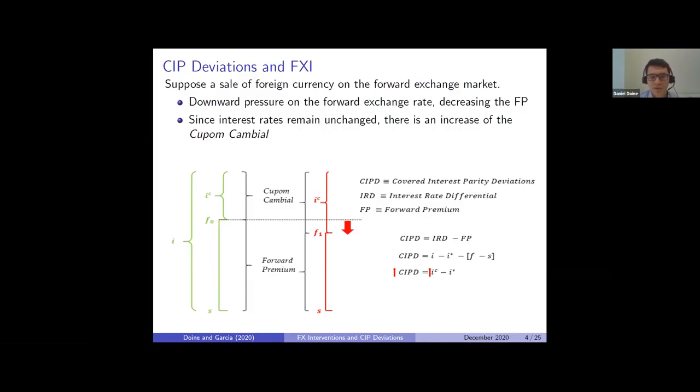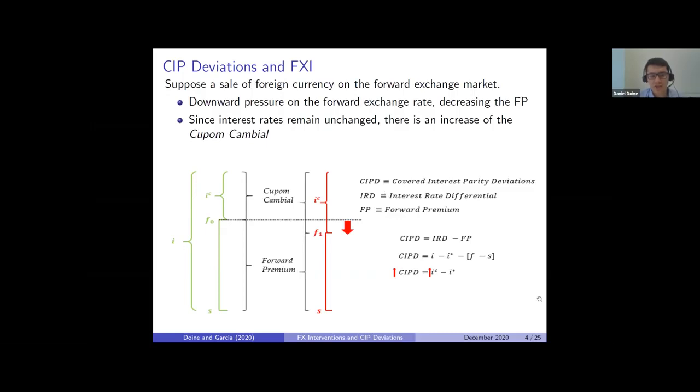Suppose we have a sale of foreign currency on the forward exchange market. So the central bank is selling dollars on the forward market, for instance, as in Brazil. And what we expect is some downward pressure on the forward exchange rate, right? So the central bank is selling, and we expect downward pressure on the foreign currency, decreasing the forward premium. And since the interest rates remain unchanged, we may see some wedge, at least in the short term, right?